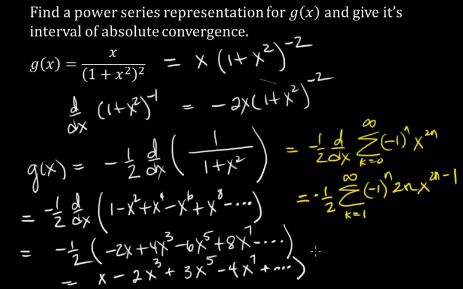Now multiplying in by minus a half. We've got the sum from n equals 1 to infinity, dividing by the 2 just gives me n, and multiplying by another factor of minus 1, I get (minus 1) to the n plus 1. I multiply by minus 1 here, and then divide by 2 here, and I get n x to the 2n minus 1. So either one of those answers would have been fine.